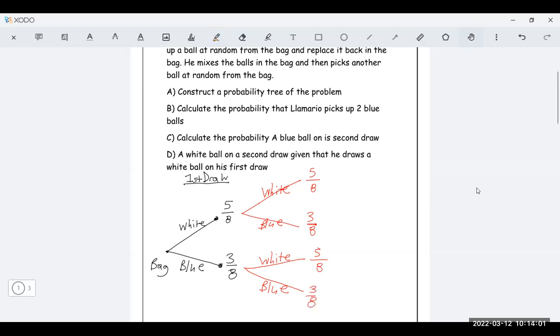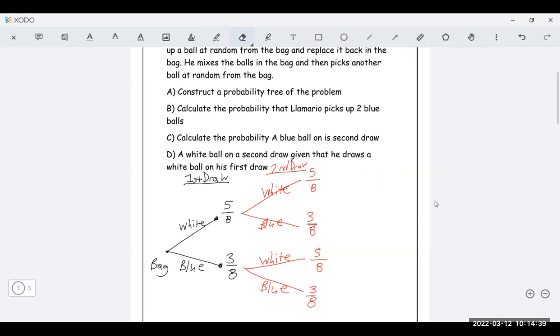That's all a tree diagram. And this is to represent the second draw. You're probably wondering, why does the second draw have more branches? It has more branches because there are many cases. He could get a white ball first, then draw a white ball second, or he could draw white then blue, or blue then white, or blue then blue. So that's why in the second draw you see 4 branches. Make sense? Yes, sir.